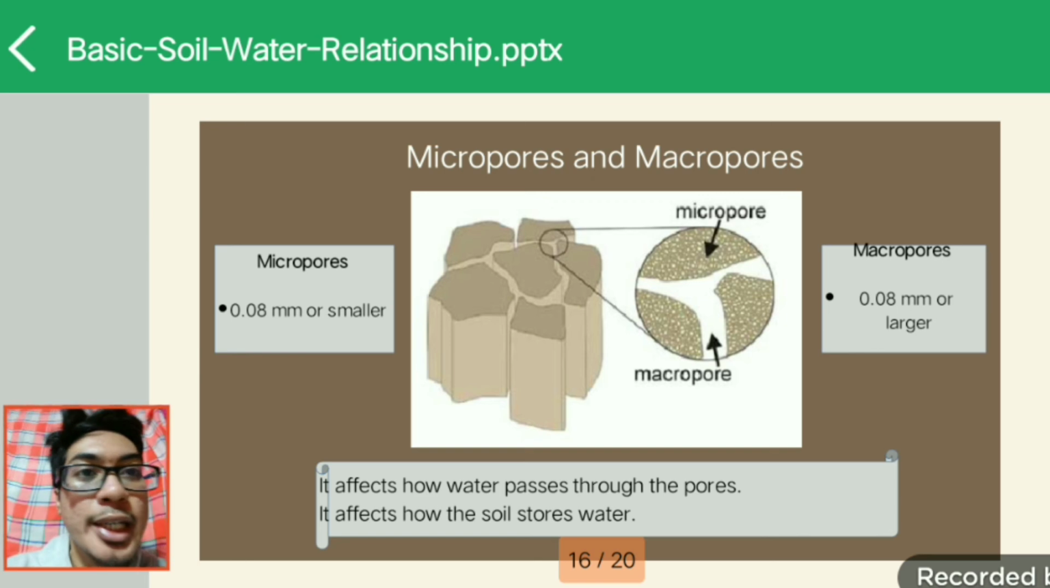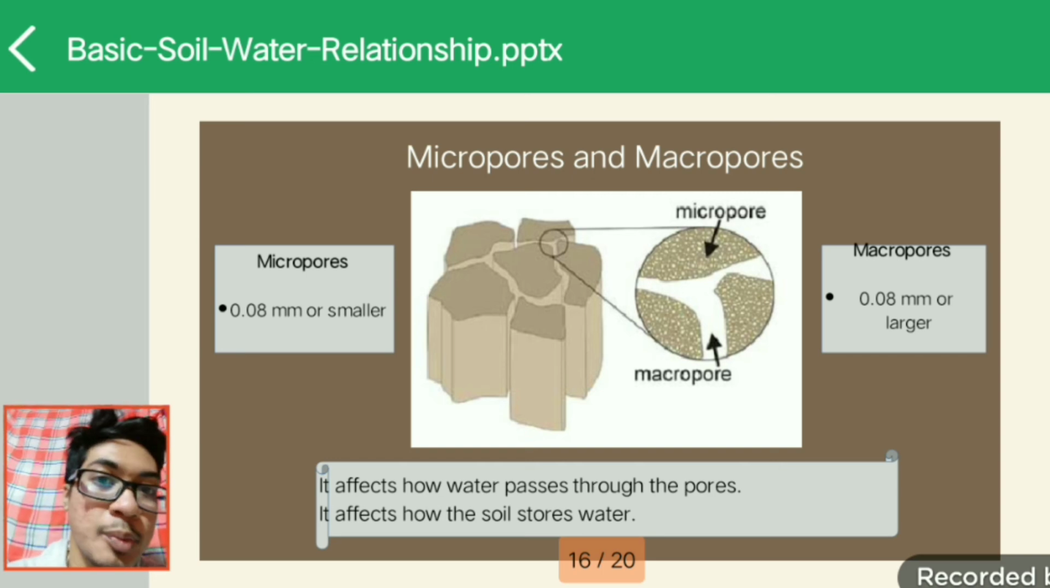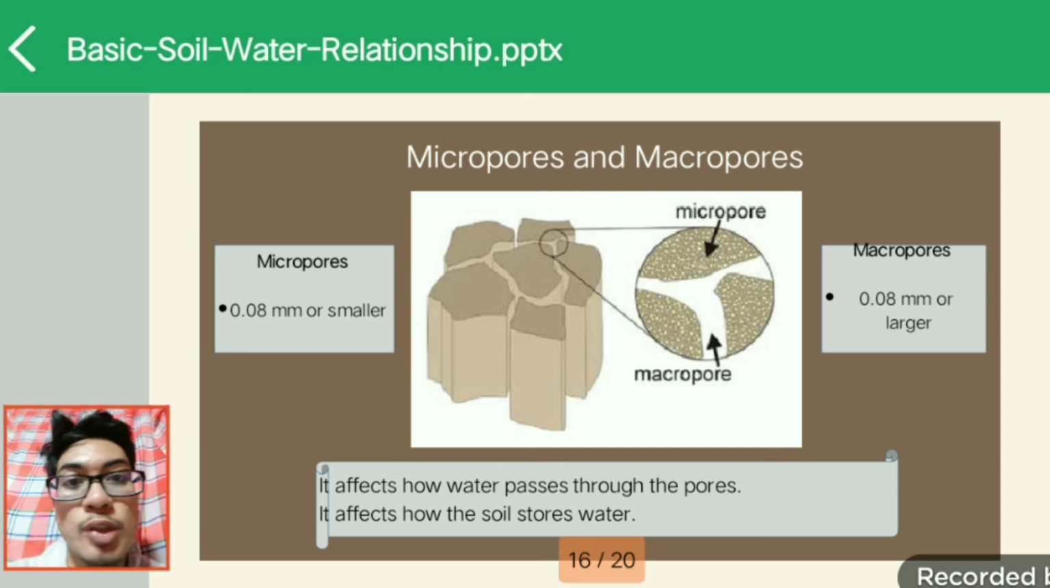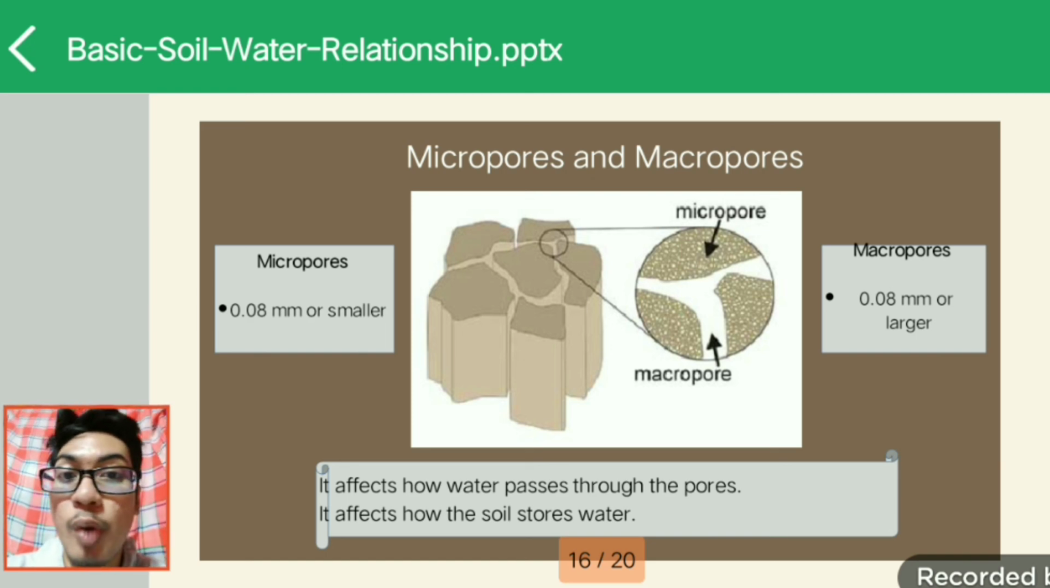Then we have micropores and macropores. These are the pores, or the holes, inside your soil. Micropores are pores 0.08 mm or smaller, and macropores are those larger than 0.08 mm. So what do micropores and macropores do? They affect how water passes through the pores, and how the soil stores water. When you have very fine pores, you're going to store more water.